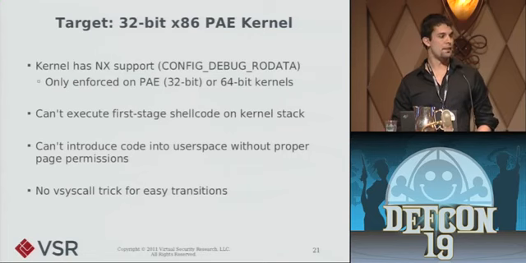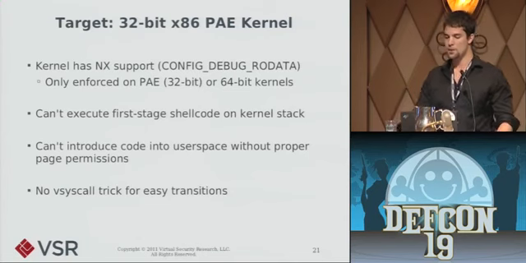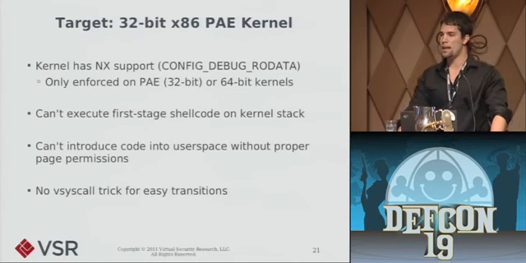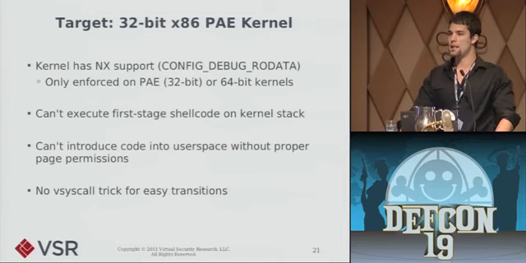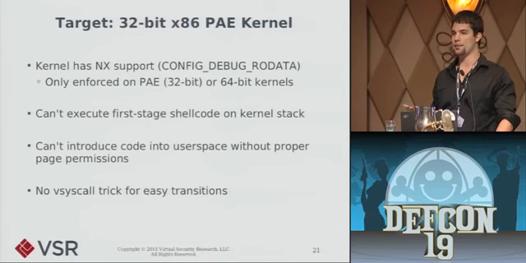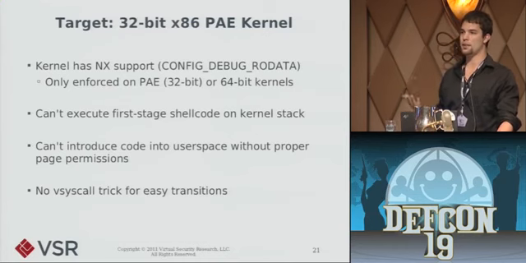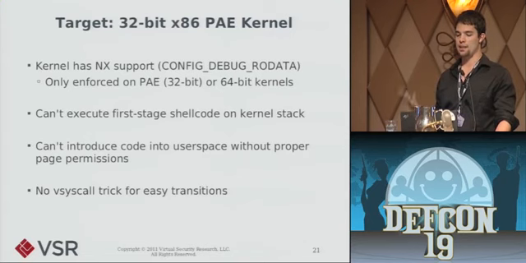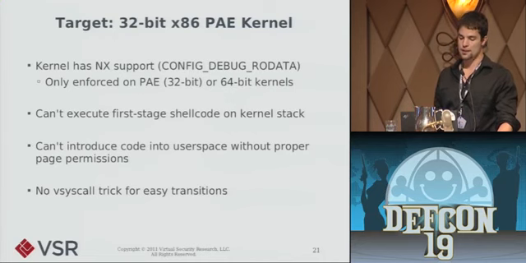Before we start talking about how to write this exploit or what the bug is, the target system that I'm going after, I'm using a 32-bit x86 Physical Address Extension kernel. And the PAE component is significant because it means the kernel now has NX support, as in the kernel stacks and kernel heap, kernel data are all now non-executable. So we can't just execute code on the kernel stack immediately without doing something first.